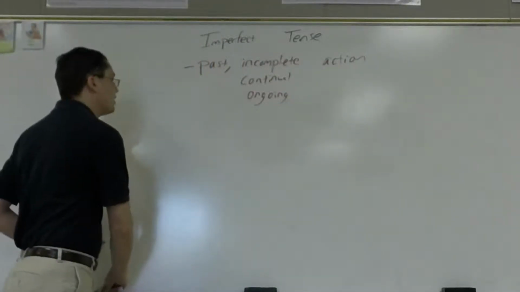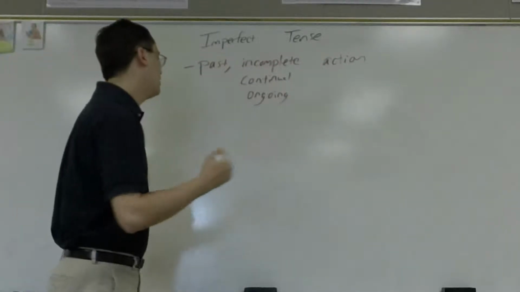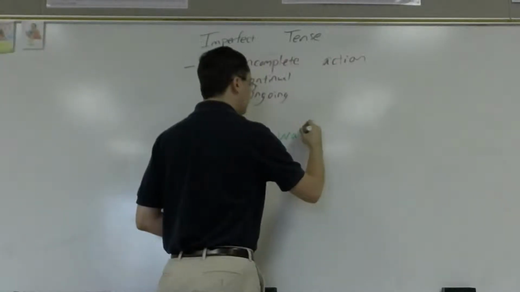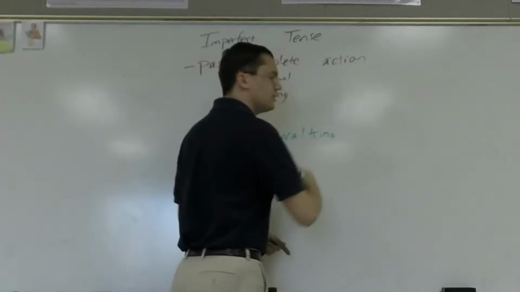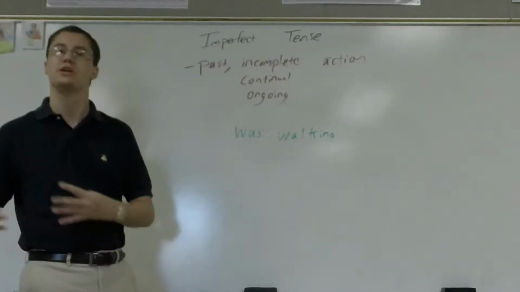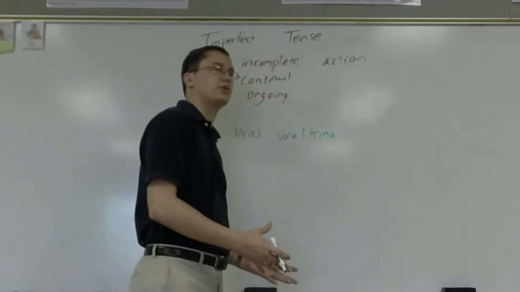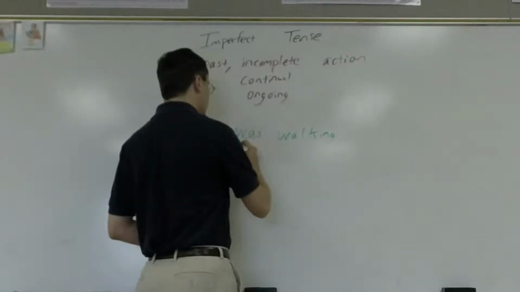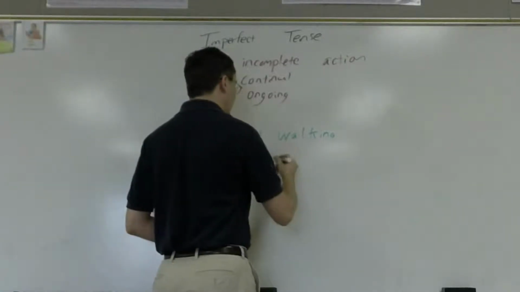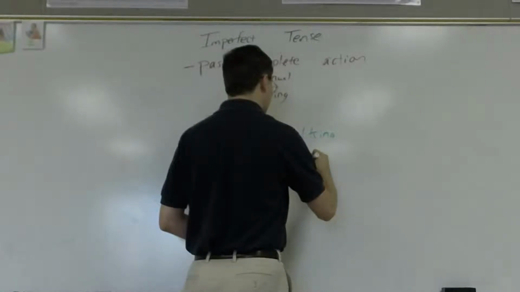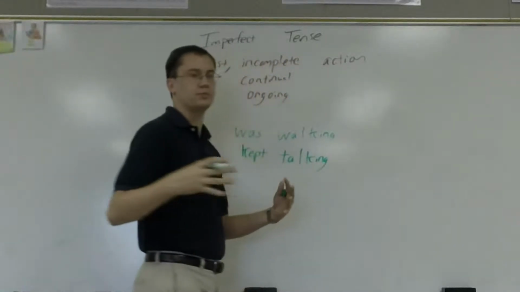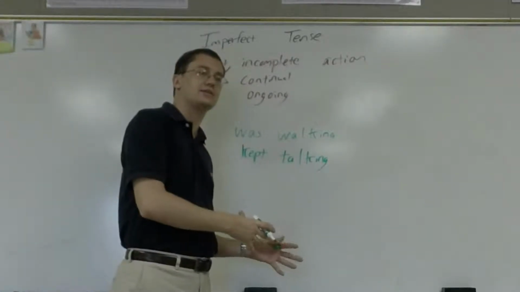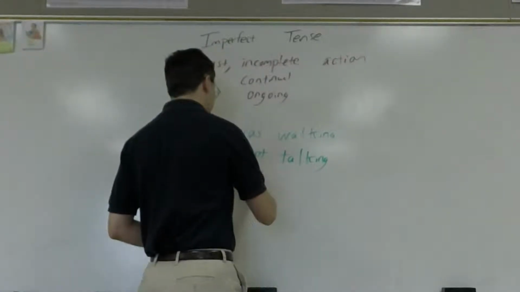Now, when we start translating the imperfect tense in English, we tend to use words like was. I was walking. It implies that this is something that took place over an extended period of time, so we use was. It shows past tense. It shows that it was going on for a long time. We can also use words like kept. She kept talking even though I wasn't listening. Again, kept talking is something that took place over an extended period of time, even though it happened in the past.